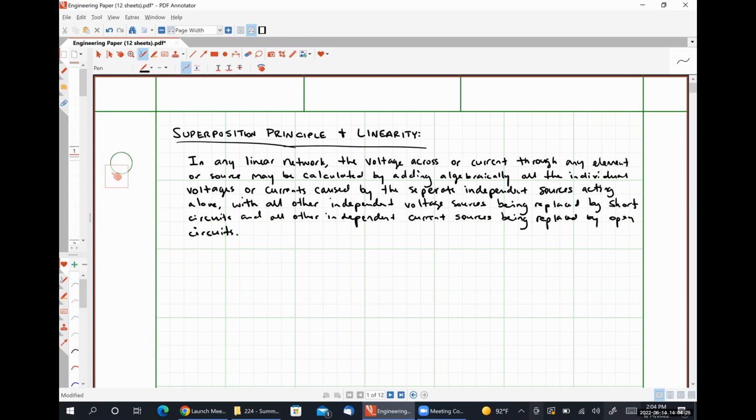So there's a lot of words here, but effectively what the superposition principle boils down to is if we have a linear network containing multiple independent sources, it does not matter whether they are voltage sources, current sources, or any combination thereof, we can analyze that circuit with only one independent source on at a time, add up all of our results, and we should get the exact same result as if we had analyzed the circuit with all of the sources on at the same time. So I'd like to demonstrate that to you.